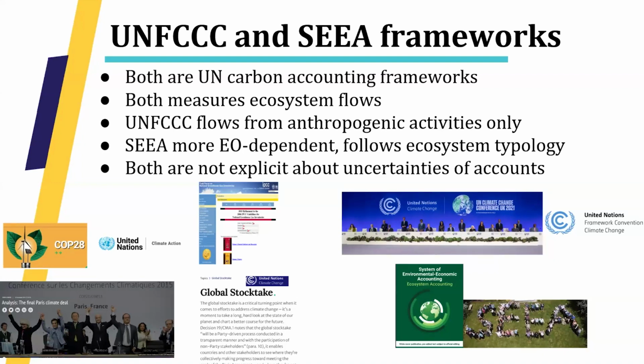UNFC, CC, and CF frameworks. Both are UN frameworks. Both measure ecosystem flows, of course sequestration and emissions. Where do the carbon stocks go? As I said, UNFC is limited to anthropogenic activities only. LULU CF, CS is more EO dependent, I would say, and it follows an ecosystem typology. But the common thing about them, aside from the flows, is that both are not explicit about reported uncertainties.